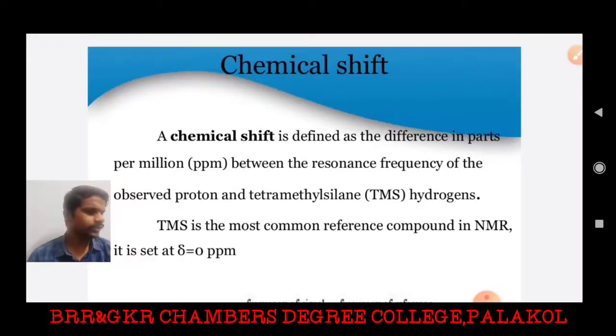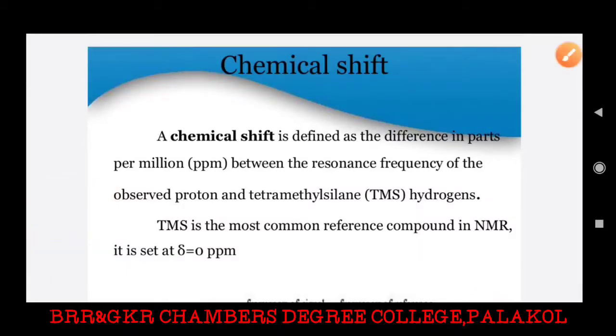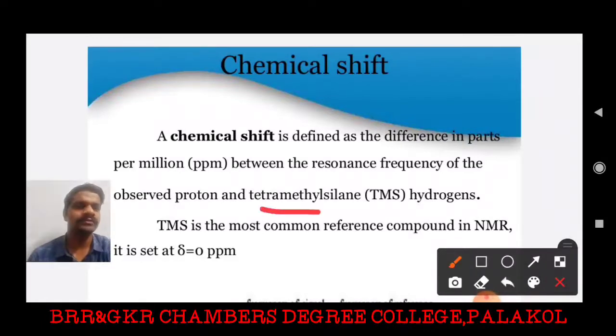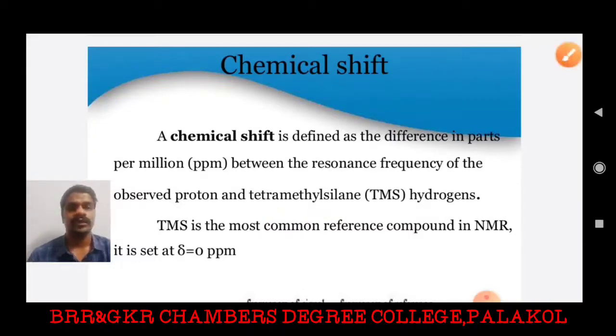That means, to determine the chemical shift values of a particular proton in an organic molecule, we need a reference compound. That compound is tetramethylsilane. So in proton NMR spectroscopy or in C13 NMR spectroscopy, tetramethylsilane is used as a reference compound.